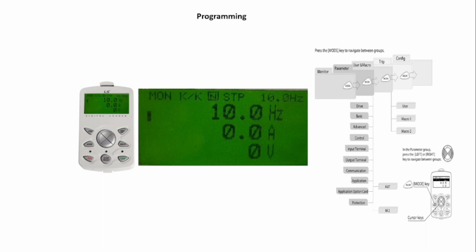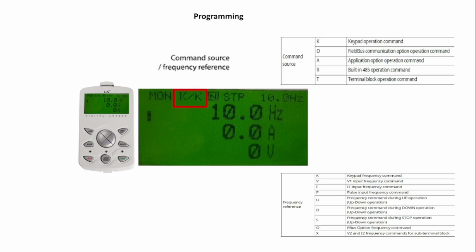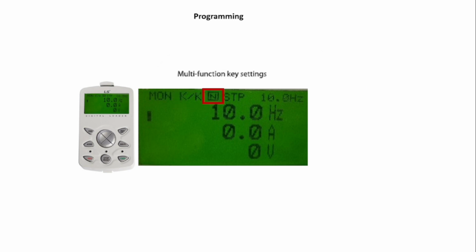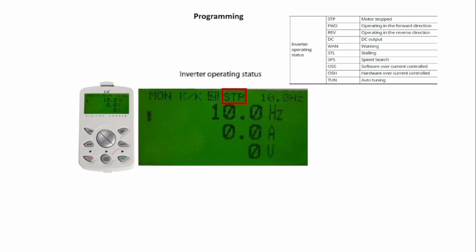Next is the configuration mode, which is used to configure inverter features that are not directly related to the operation of the inverter, like the keypad display language, parameter transfer, and initialization. K/K represents the selection of command source and frequency reference. In this, we have selected the keypad for both command source and frequency reference, so it shows K/K. N shows multifunction key settings. STP indicates inverter operating status.